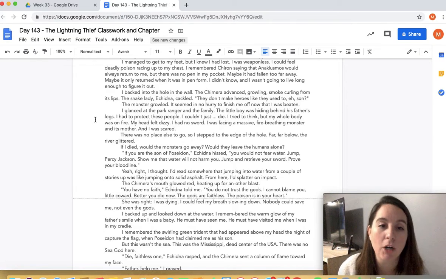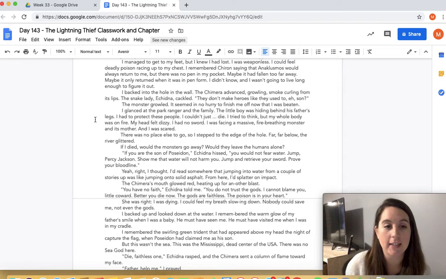I glanced at the park ranger and the family. The little boy was hiding behind the father's legs. I had to protect these people. I couldn't just die. I tried to think, but my whole body was on fire. My head felt dizzy. I had no sword. I was facing a massive fire-breathing monster and its mother, and I was scared. There was no place else to go, so I stepped to the edge of the hole. Far, far below, the river glittered. If I died, would the monsters go away? Would they leave the humans alone?